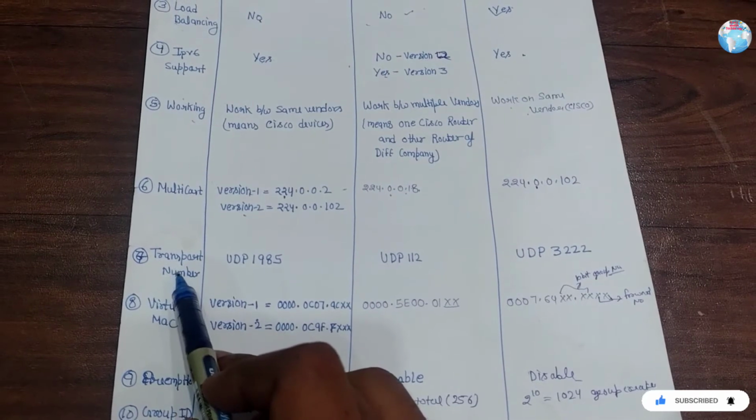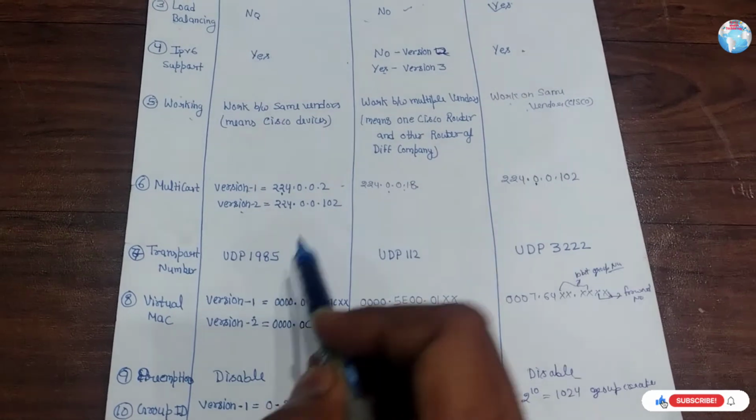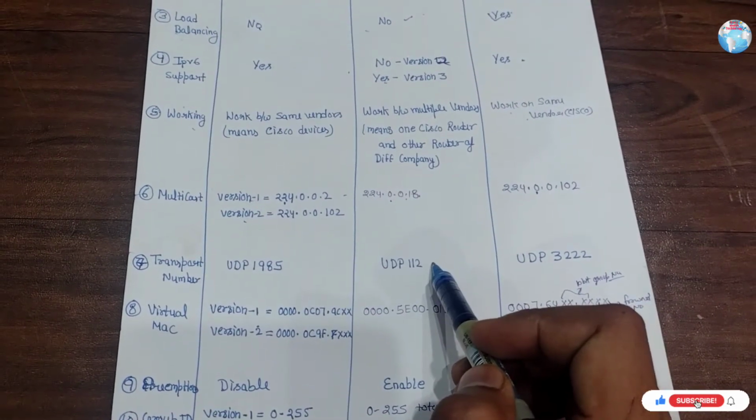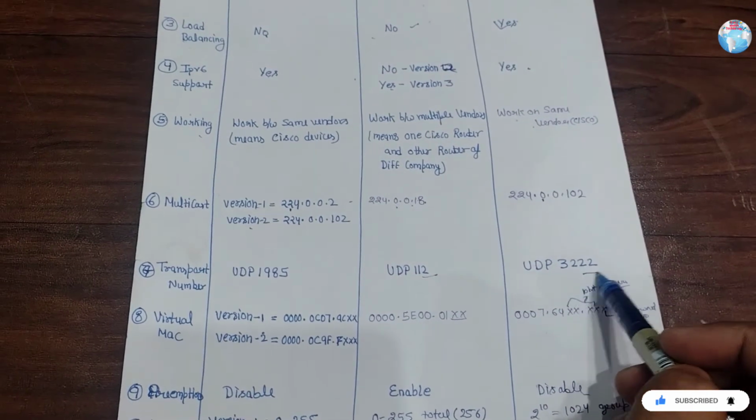Seventh difference is transport number. In HSRP transport number is 1985, VRRP transport number is 112, GLBP transport number is 3222.